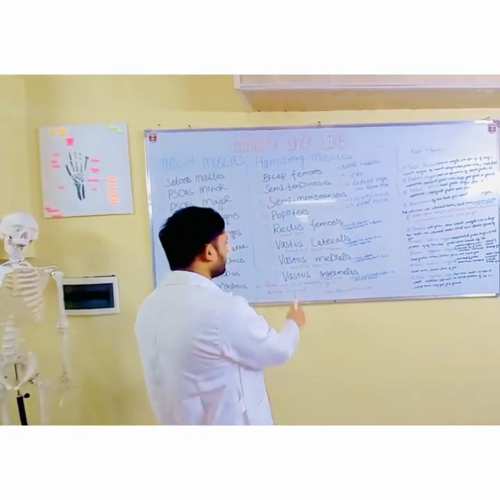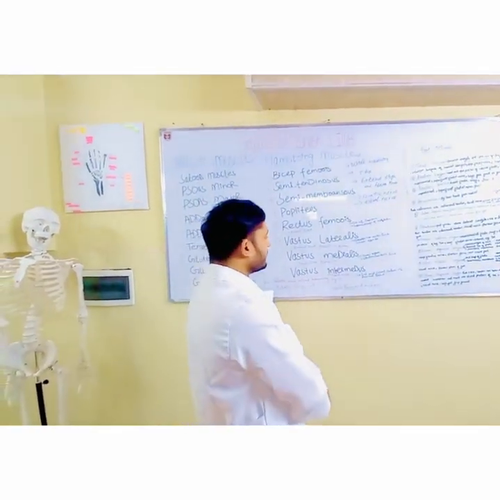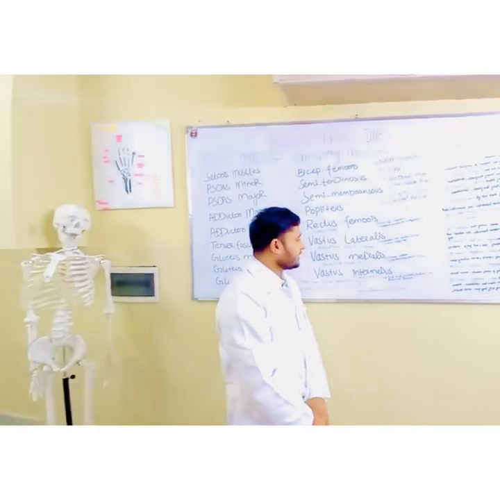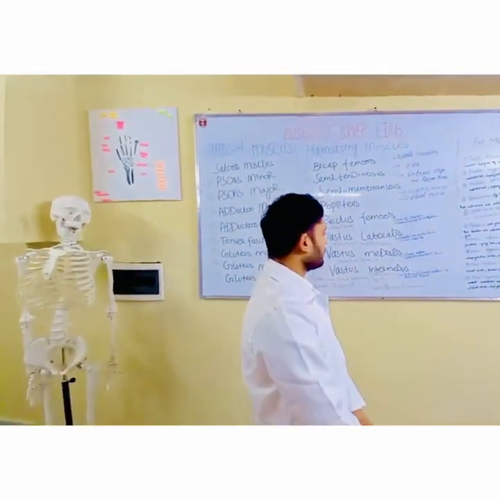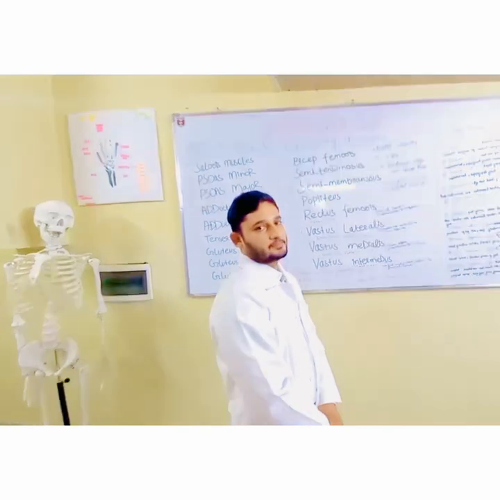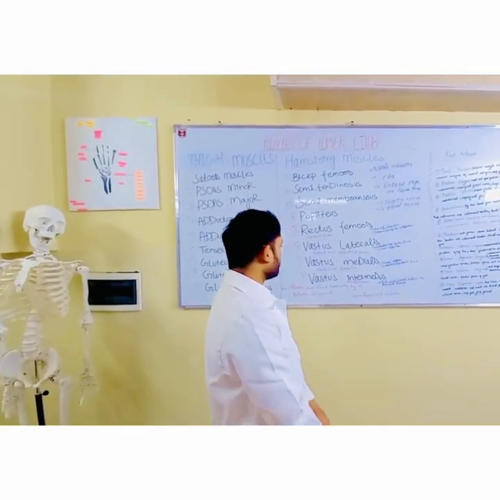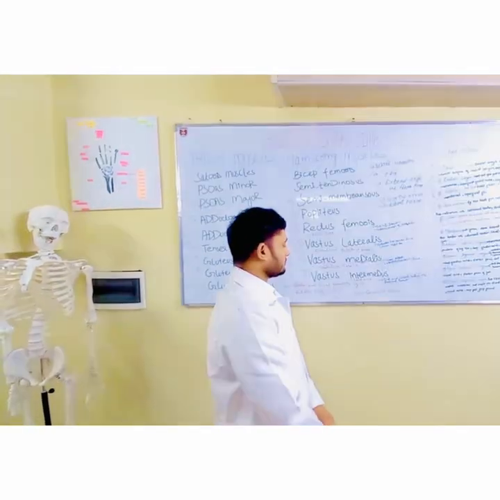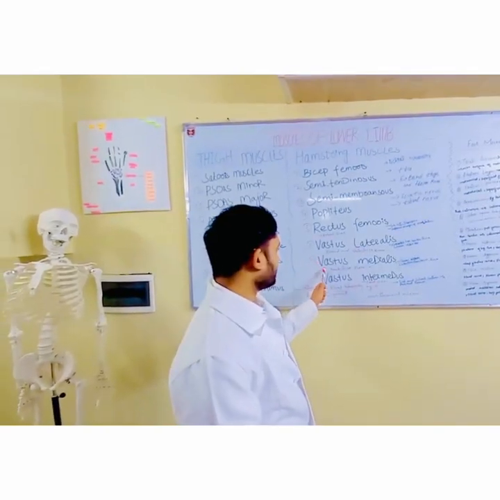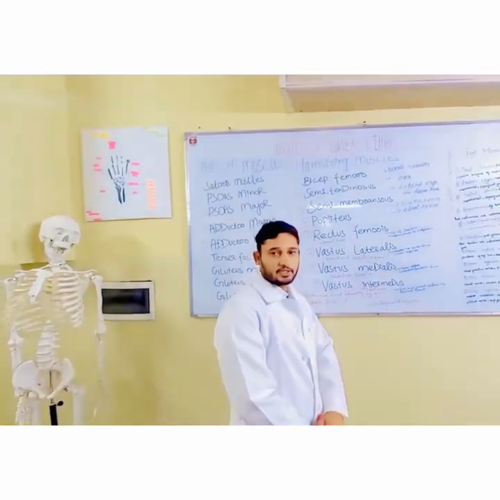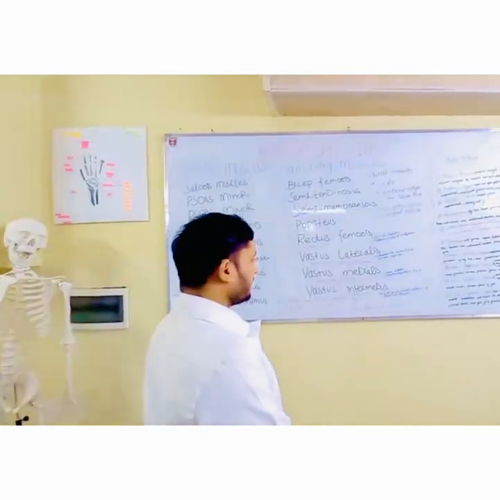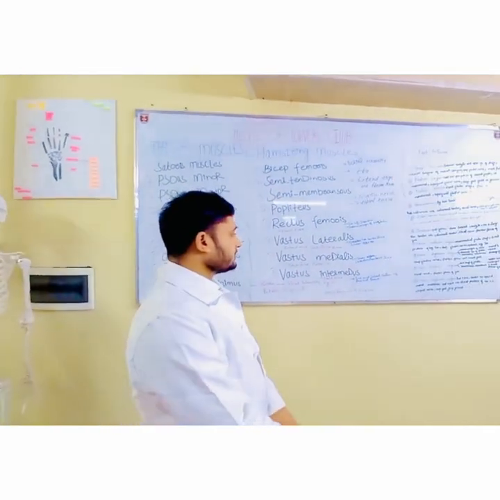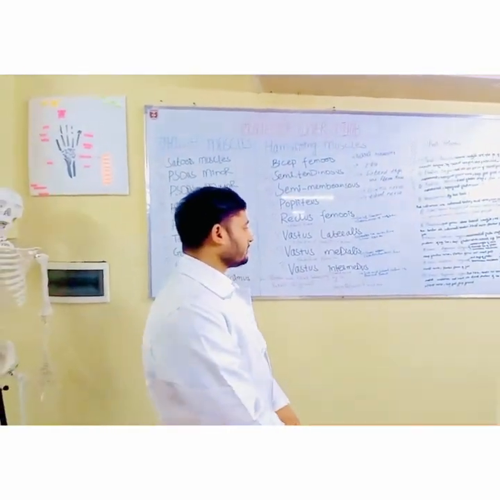The next muscle is vastus medialis. Its function is to stabilize the knee and patella, and its origin is linea aspera and the intertrochanteric line.